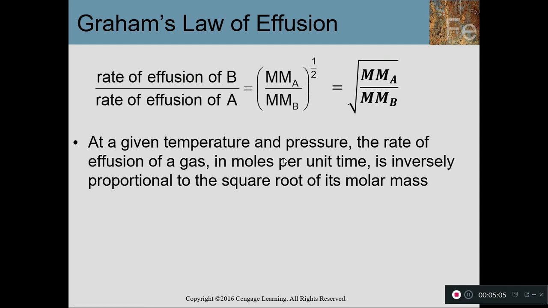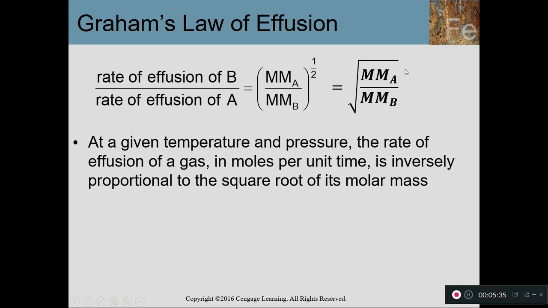Mathematically, here's Graham's law of effusion. The mathematical relationship is that the rate at which the effusion takes place of one molecule as it compares to the other molecule, it's a ratio, is equal to the inverse. Notice that in this situation, B is on top, A is on the bottom, and over here, A is on top, B is on the bottom. The inverse of the molar masses raised to the 1/2 power, or taking the square root.